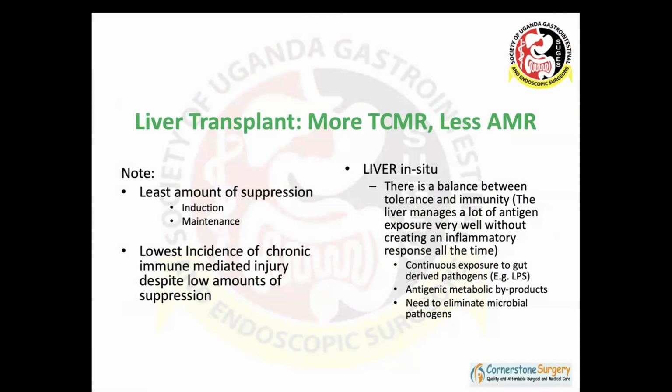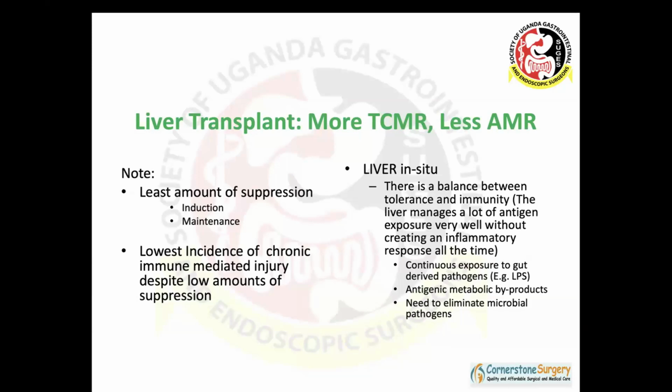Now, as I was saying, we have more T-cell mediated response than antibody-mediated response. And in so doing, in liver transplant, we end up needing less suppression, either at induction or at maintenance, because we don't have the burden of antibody-mediated response. We have a bigger burden of T-cell mediated response. Also, because of that, there is less incidence of chronic immune-mediated injury to the liver, despite the low suppression doses of our drugs.